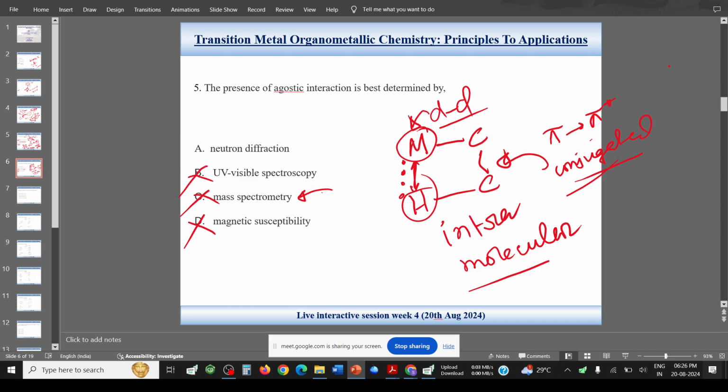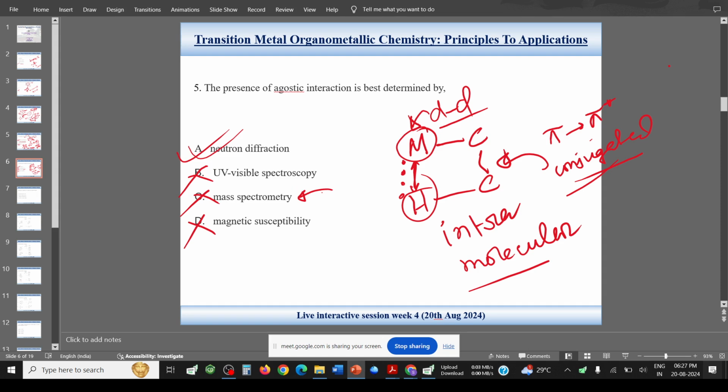The only option that remains is the neutron diffraction method, and that is the correct answer for this question. Here you can see one approach to get the correct answer: just use the knowledge you have already gained from your undergraduate level or 10-12 standard. Simple knowledge. Magnetic susceptibility is not possible, because these complexes are always diamagnetic in nature.